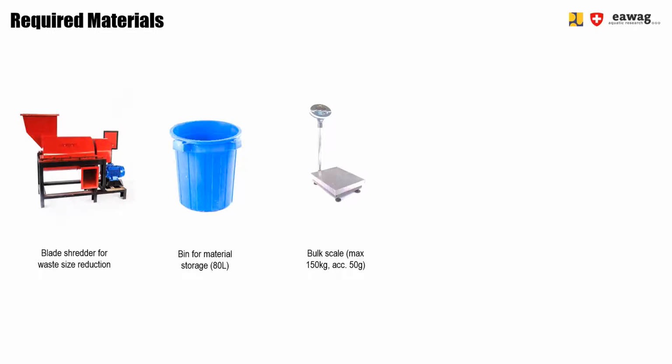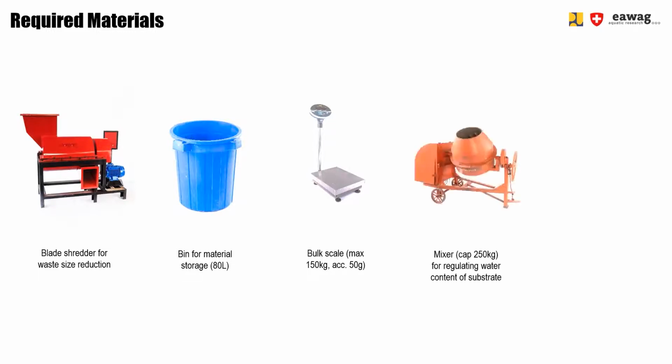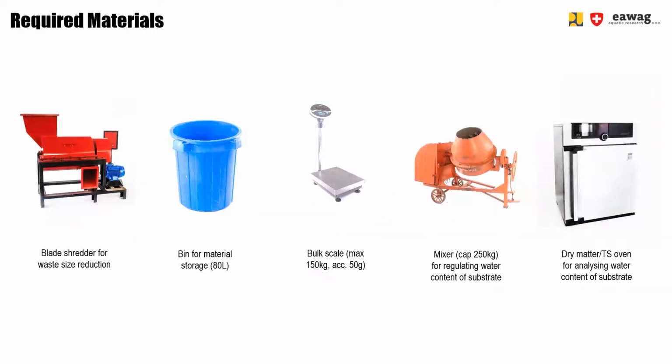In terms of adjusting the water content of the material, a mixer can be used to mix different waste streams and a possible dry material together to come to a suitable water content of your substrate. A dry matter or TS oven is used to then analyze a sample of this material to know the actual water content that has been reached.